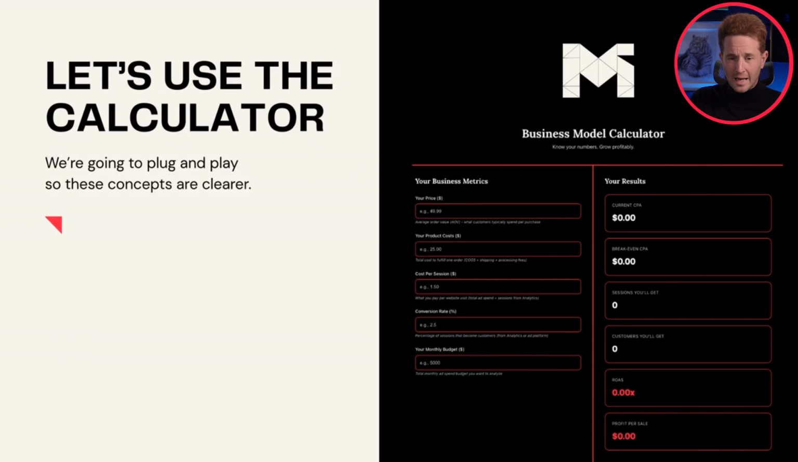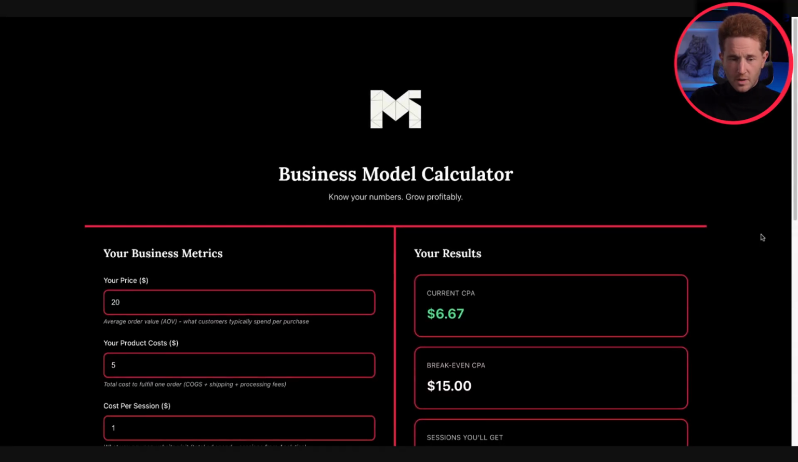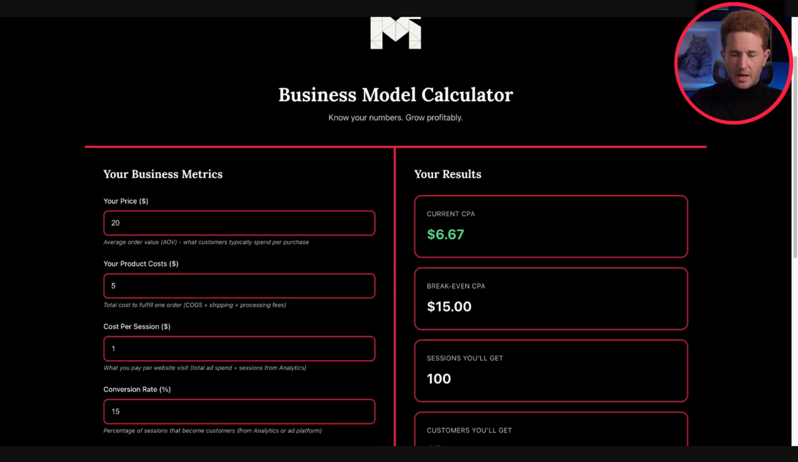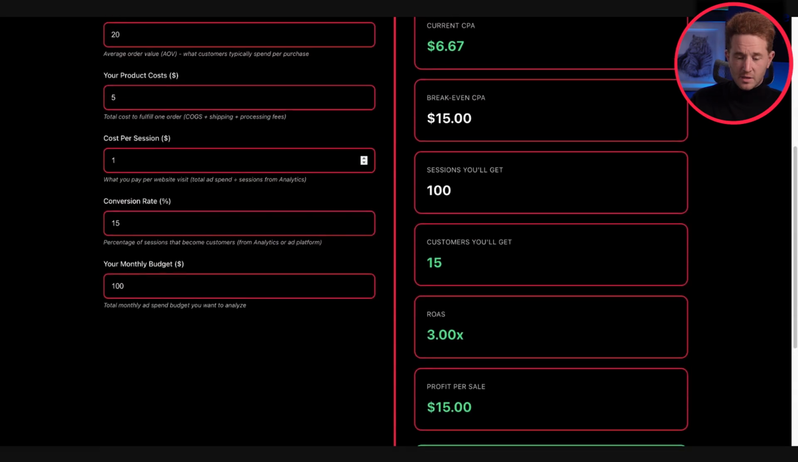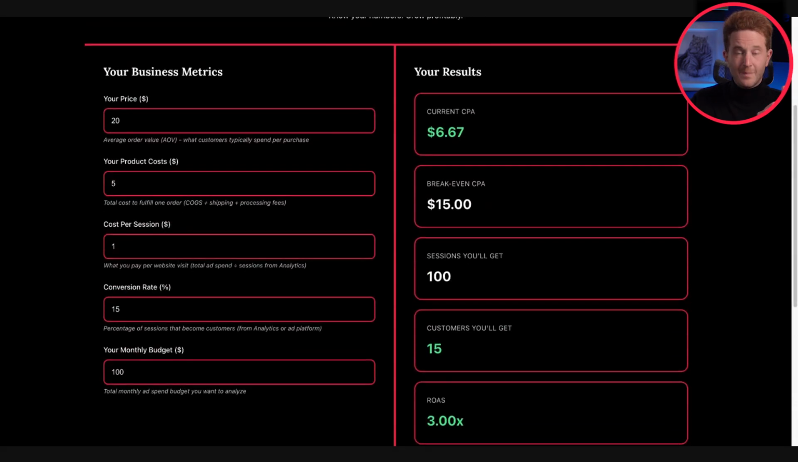Okay, I want to show you a calculator that we built just for you, and it's completely free, which is lovely, because free is good. So you could open up this calculator. You'll have a link to it right down below, and you could input your business metrics and get a very clear sense of your ROAS, profit per sale, the amount of sessions and clicks you'll get, your break-even CPA.